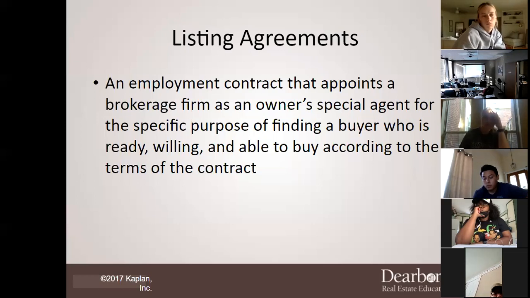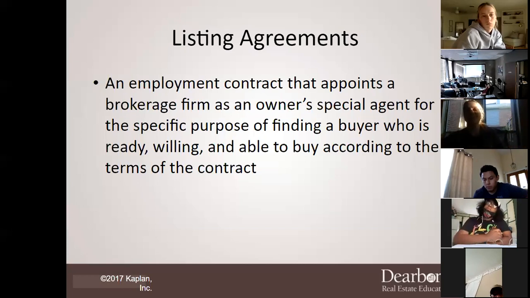You brought a ready, willing, and able buyer. Even if it falls apart, you are entitled to a commission. So you get commission on the amount that they owe on the house? On the sale price, the contract price. Always your contract, because that's the written agreement.